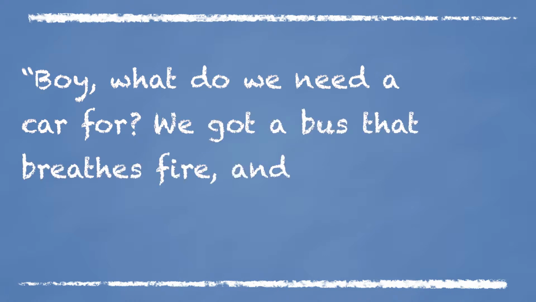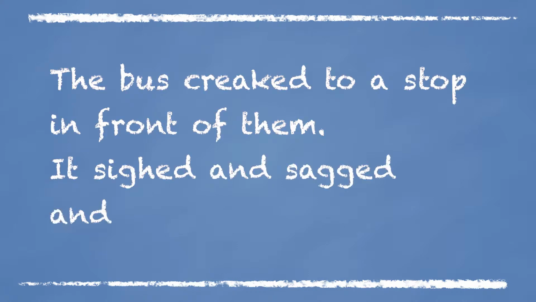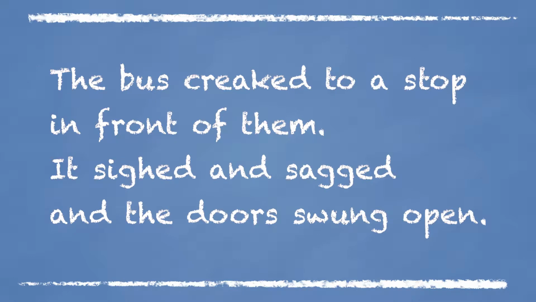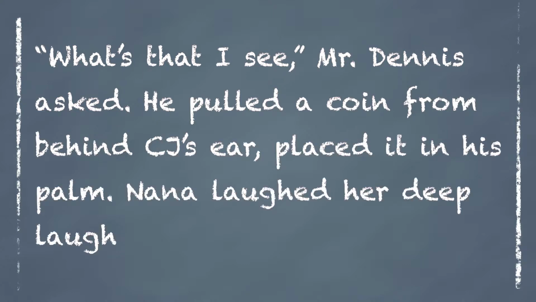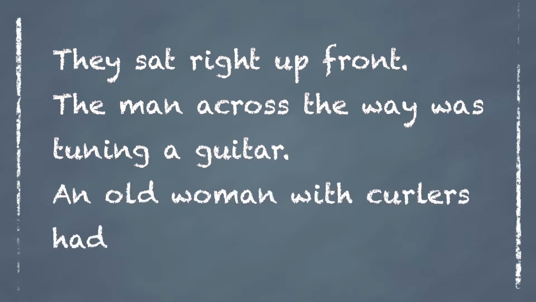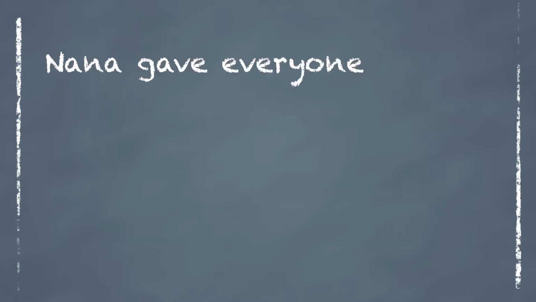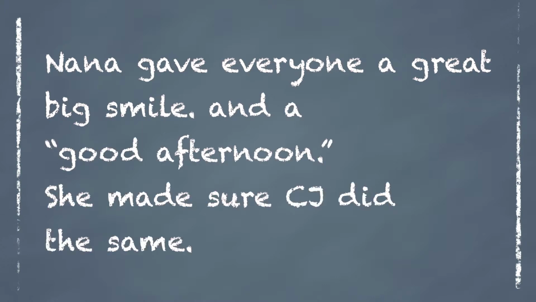"Boy, what do we need a car for? We got a bus that breathes fire and old Mr. Dennis, who always has a trick for you." The bus creaked to a stop in front of them. It sighed and sagged, and the doors swung open. "What's that I see?" Mr. Dennis asked. He pulled a coin from behind CJ's ear, placed it in his palm. Nana laughed her deep laugh and pushed CJ along. They sat right up front. The man across the way was tuning a guitar. An old woman with curlers had butterflies in a jar. Nana gave everyone a great big smile and a good afternoon. She made sure CJ did the same.